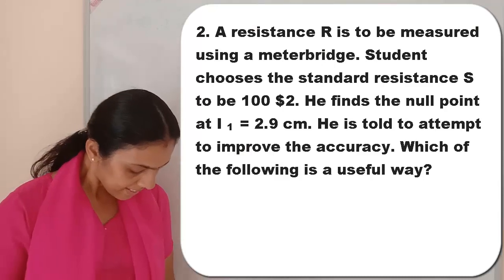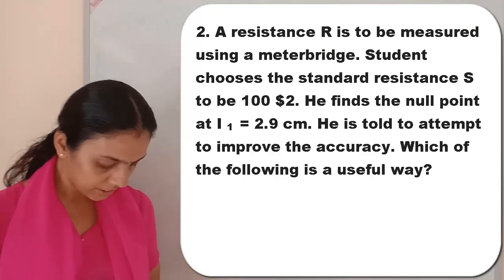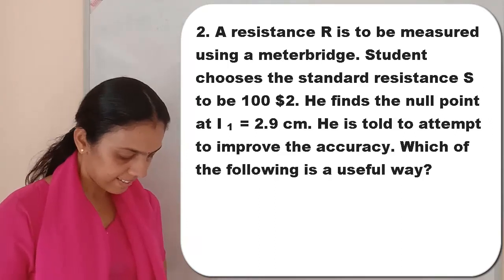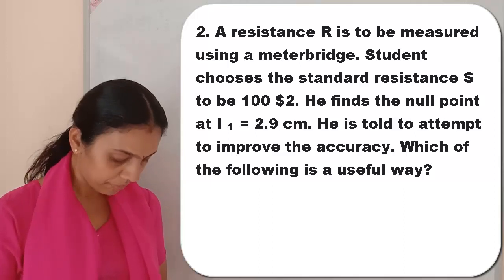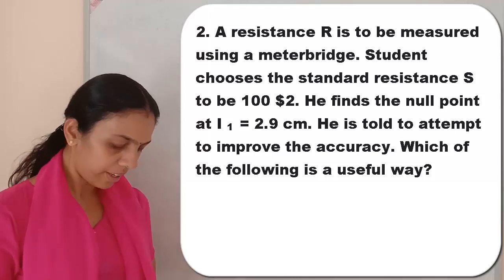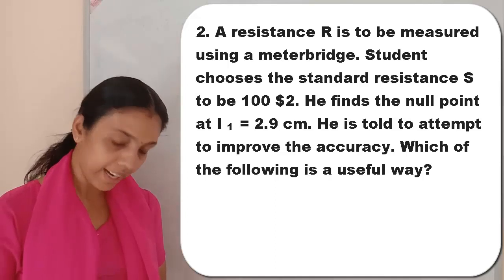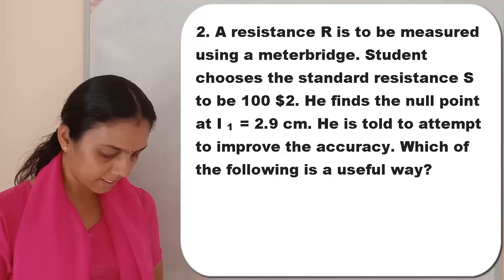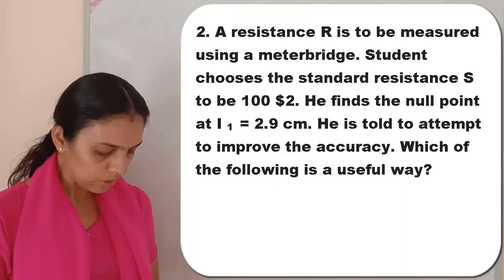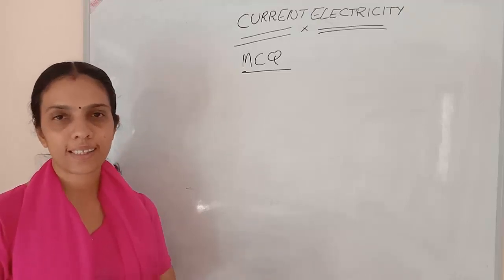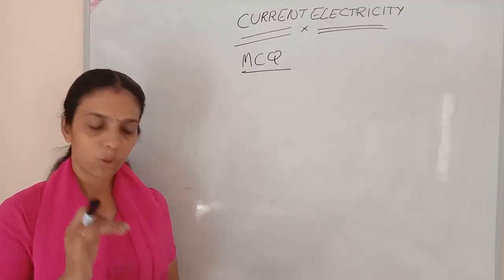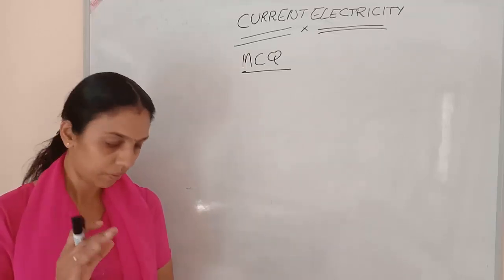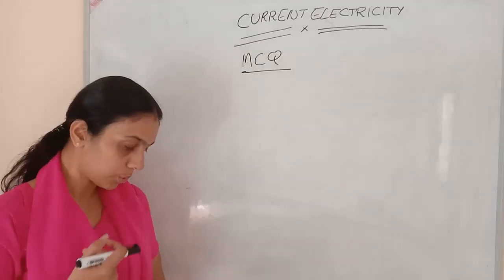The next question is: resistance R is to be measured using a meter bridge. The student chooses a standard resistance S to be 100 ohm. He finds that the null point is at 2.9 centimeter. He is told to attempt to improve the accuracy. Which of the following is a useful way? The balancing point is given and one resistance is also given. The options are shown over here.